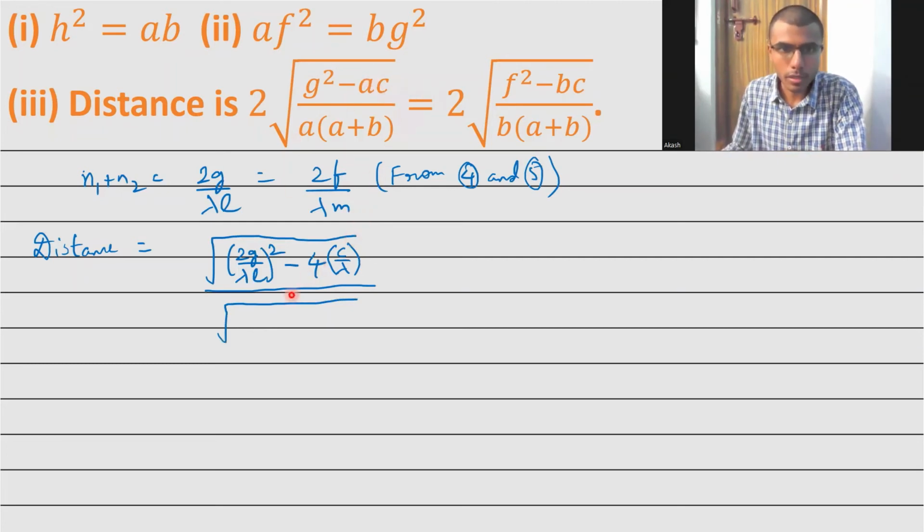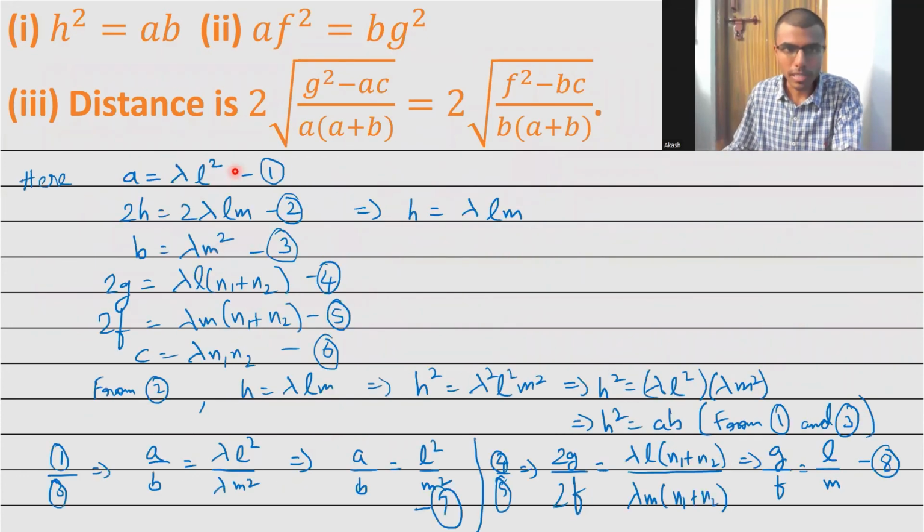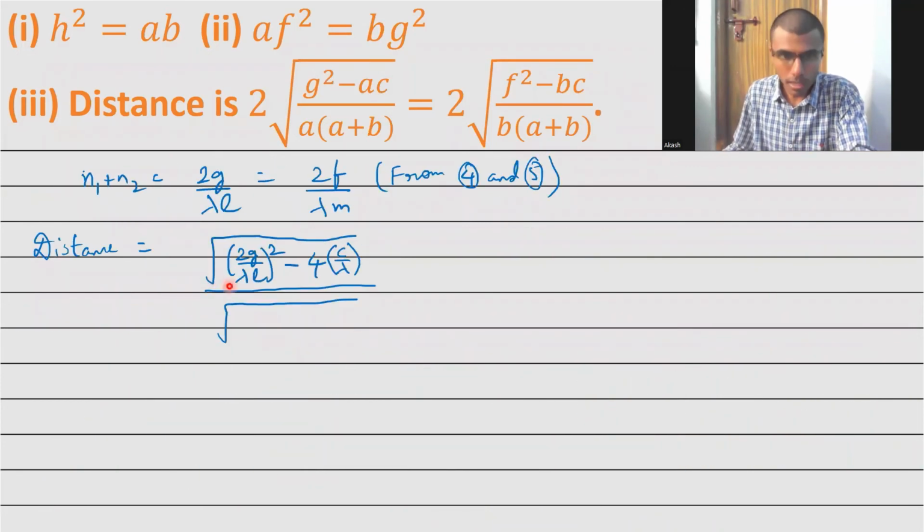Now, basically, I need to replace LM by with AB. How I'm going to do it is, from equation 1, I can write L square as A by lambda. And from equation 2, I can write M square as B by lambda. All this you need to mention.